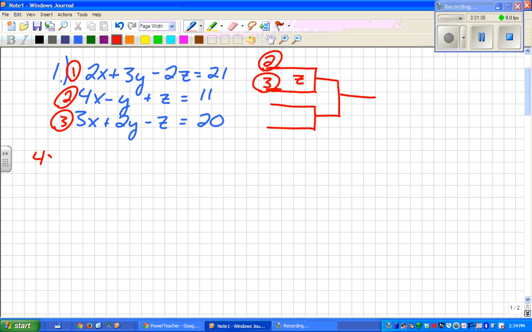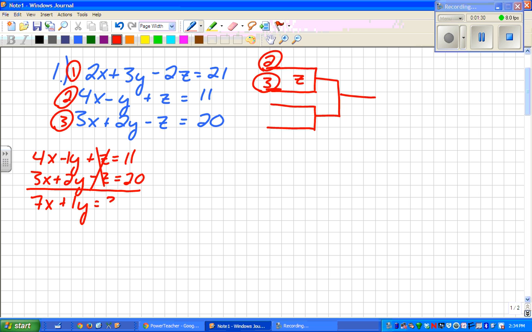So equation 2 is 4x minus y plus z equals 11. Equation 3 is 3x plus 2y minus z equals 20. And when I cancel these out, the z's go. 4x and 3x give me 7x. Negative 1y plus 2y give me a positive 1y. 11 and 20 give me 31. Okay, let's put a box around this one and let's put a star by it. And according to my bracket, now, when 2 and 3 went against each other and we canceled out z's, we got a star.